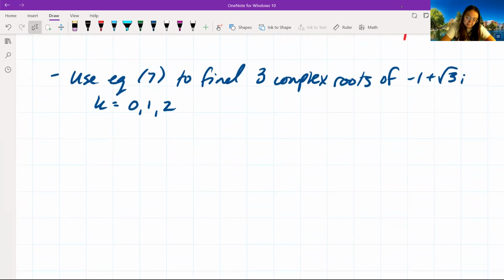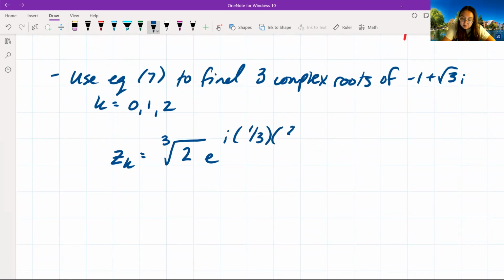Our equation for if we were just finding z of k is going to end up being the third root of 2 times e to the power of i times 1/3 times 2 pi over 3 plus 6 pi k over 3. That's our plus 2 pi, but we've changed it so now it has a denominator of 3. And k is equal to 0, 1, and 2.